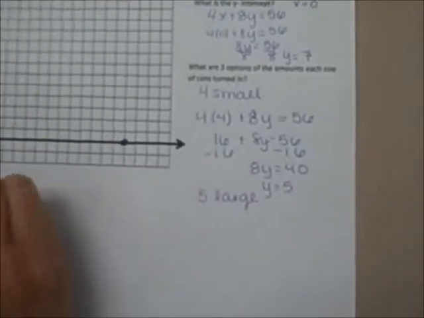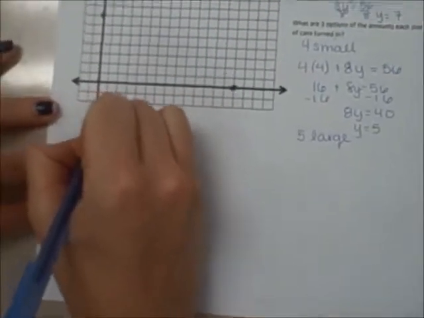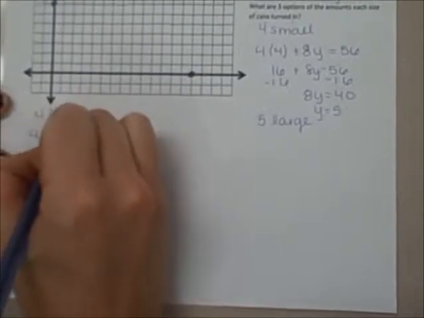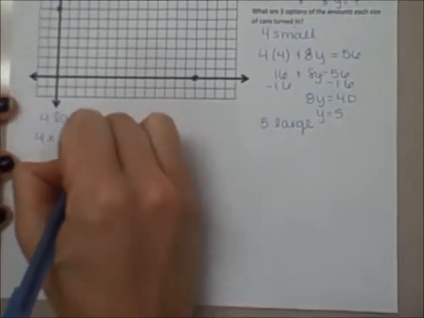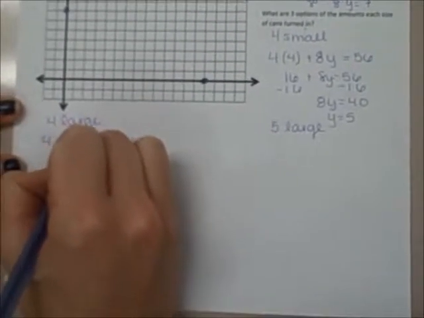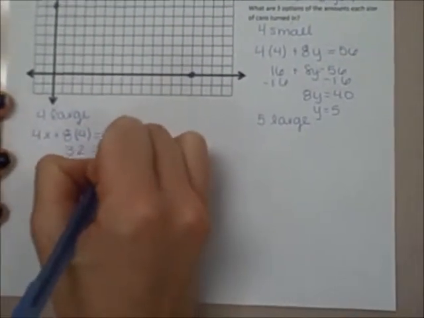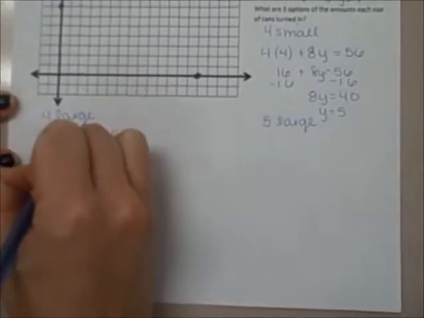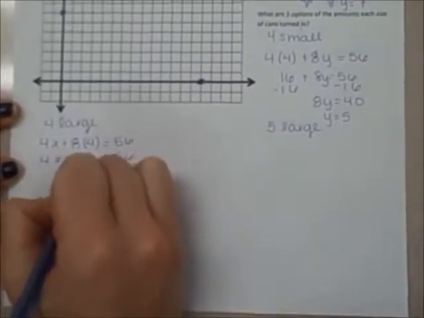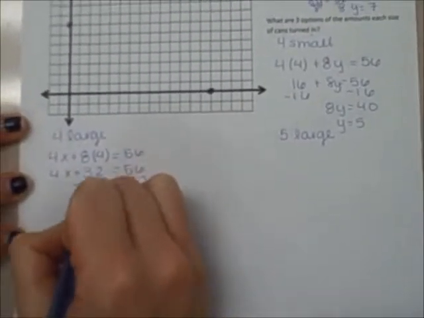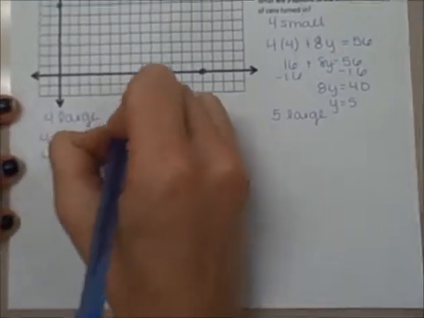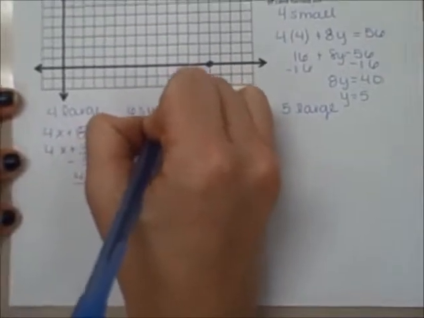We can also start by saying, what if we turned in 4 large? 4 times the amount of small plus 8 times the 4 large will equal 56. 8 times 4 is 32. And we have our 4x. Subtract 32 from both sides. 4x equals 24. Divide both sides by 4, and we get x equals 6. So 4 large and 6 small.